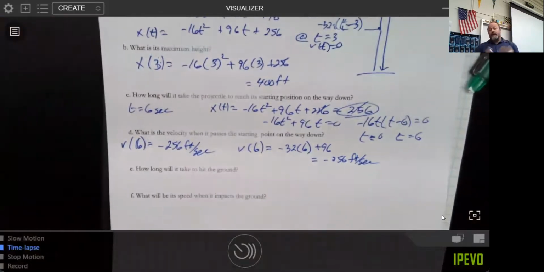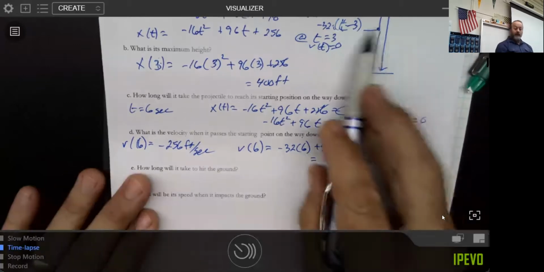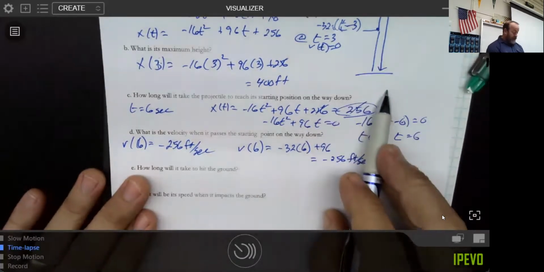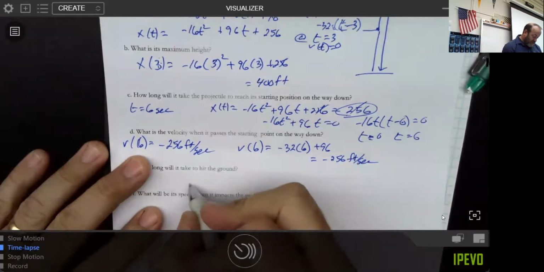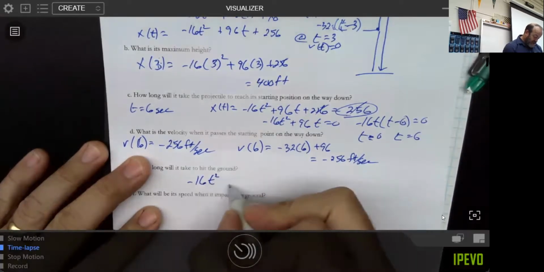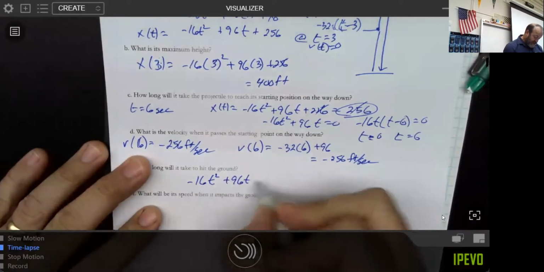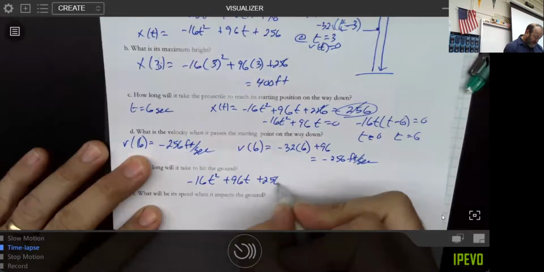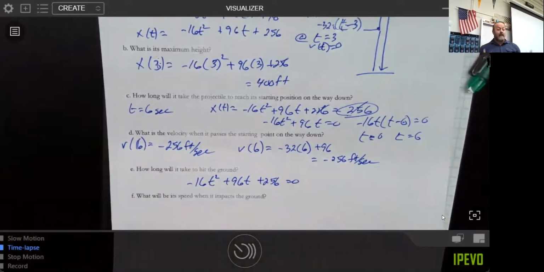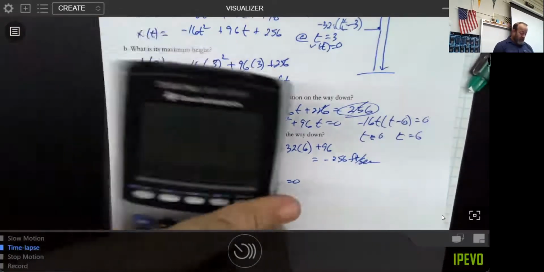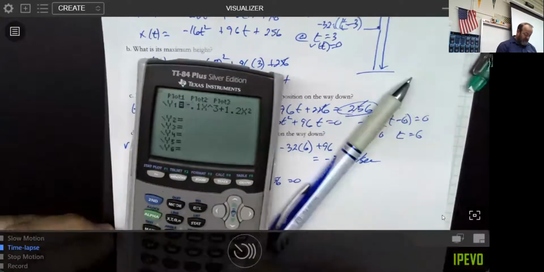So now the next question is, how long does it take this darn thing to hit the ground? Well, keep in mind, the ground has nothing to do with the building right here. It has to do with what's going to happen right down here. So we're going to be finding out when is negative 16t squared plus 96t plus 256 equals 0. Sometimes we get lucky, and in this problem we did. So we might just go ahead and try to do this right here.